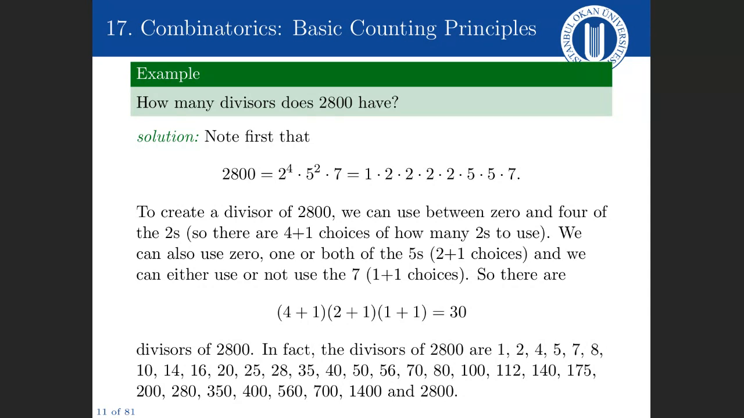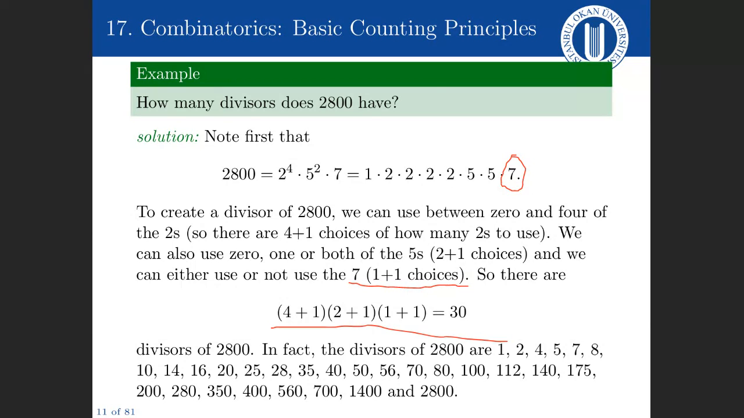Just looking at the number 2s, I could have 0 2s, or 1 2, or 2 2s, or 3 2s, or all 4 of the 2s. We count from 0 to 4, that's 1, 2, 3, 4, 5. There are 5 different choices of how many 2s we use. For the 5s, I might use none of the 5s, or 1 of the 5s, or both of the 5s. That means I have 3 choices of how many 5s to use. And for the 7s, I can either use the 7 or I don't use the 7. So that means I have 2 choices of how many 7s to use.